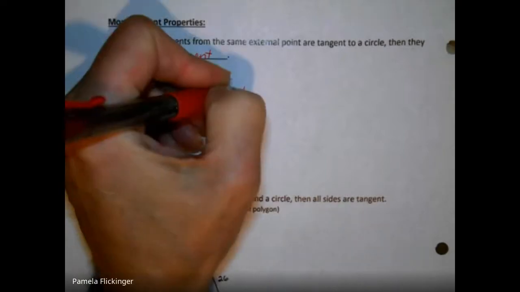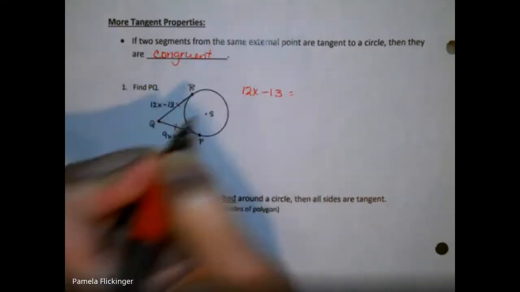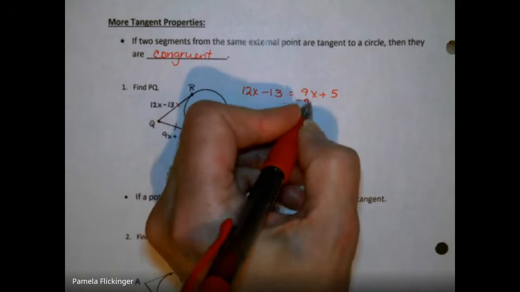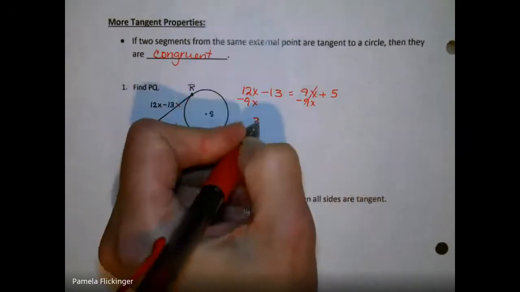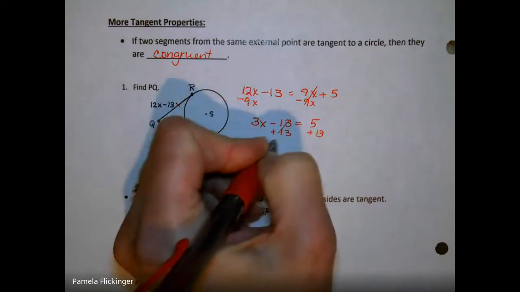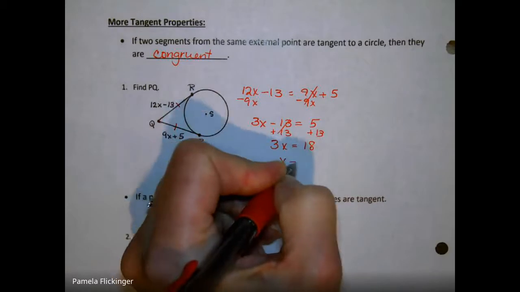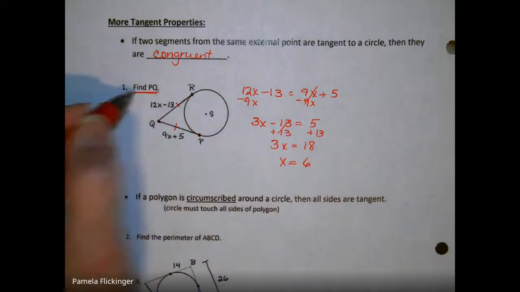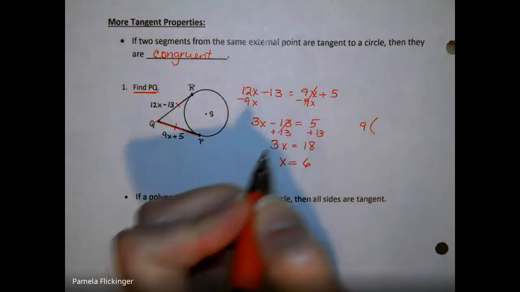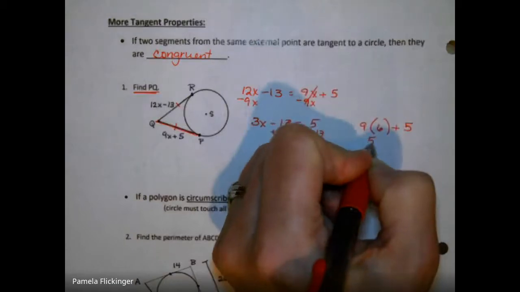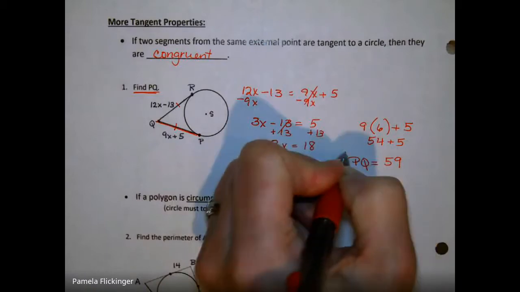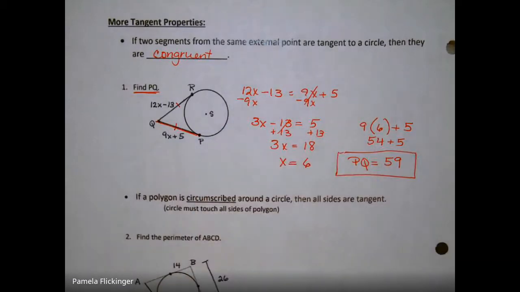So you would simply do 12x minus 13 equals 9x plus 5. That allows us to solve for x. So I'll subtract 9x. And we get 3x minus 13 is 5. Add 13. Divide by 3. So x is 6, but we want PQ, which would be the 9x plus 5. So we're going to do 9 times 6 plus 5, which will get us 59. And then we label it. That is the measure of PQ.